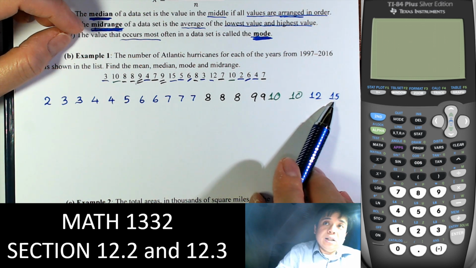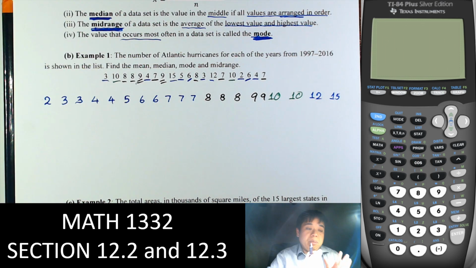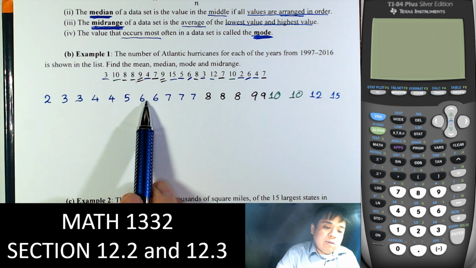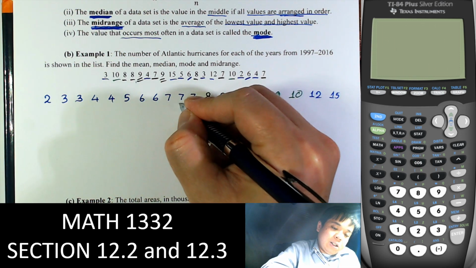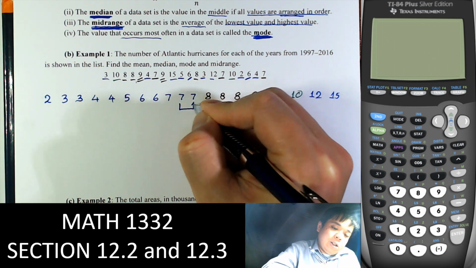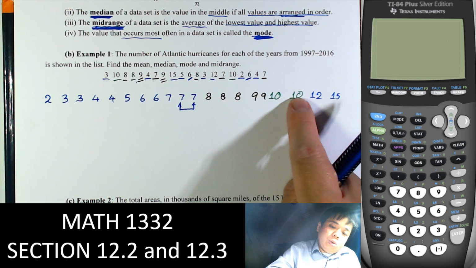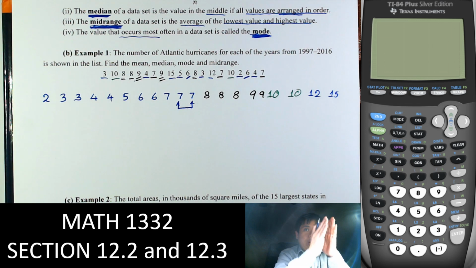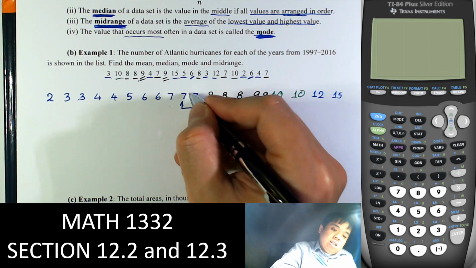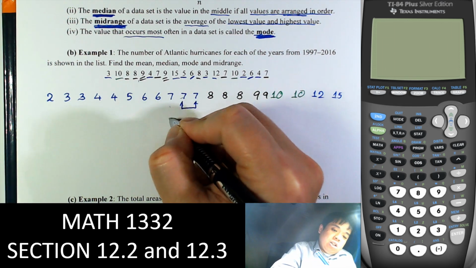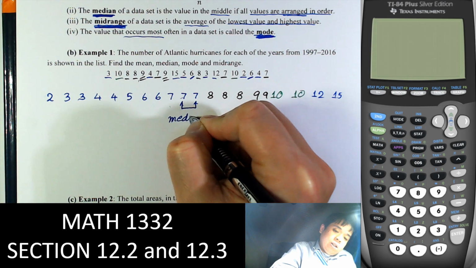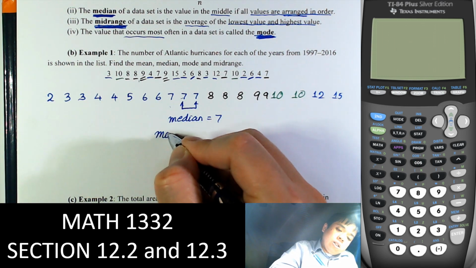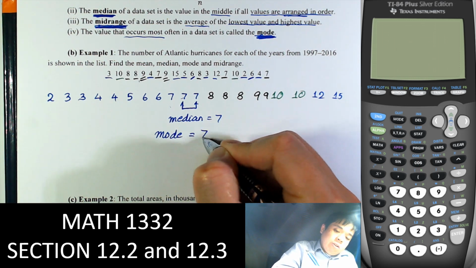So in that case, the median is the one in the middle. We count 10 from one side and 10 from the other, so there are 2 middle values. We take the average: 7 plus 7 divided by 2. So the median is 7. And the mode is 7 and 8.